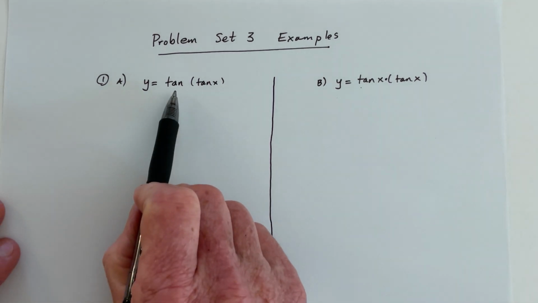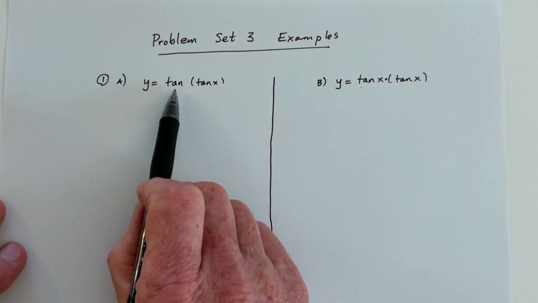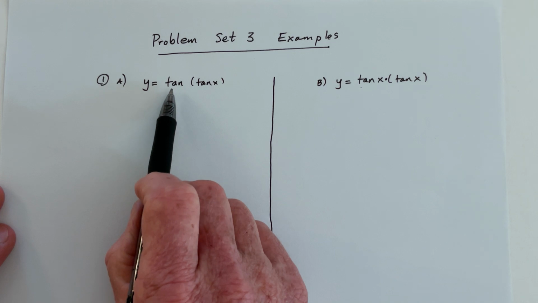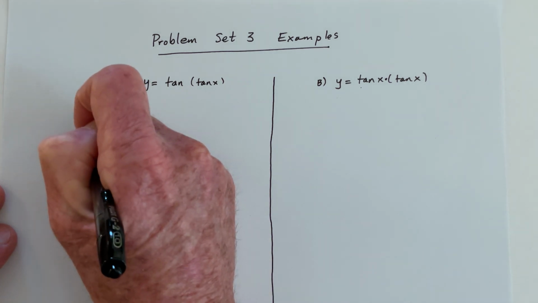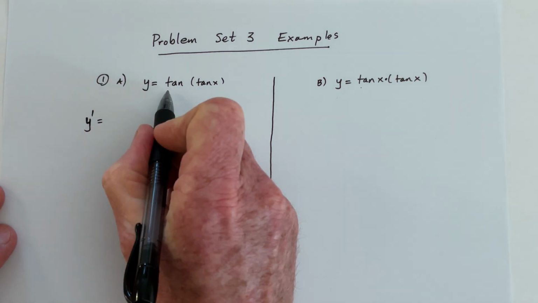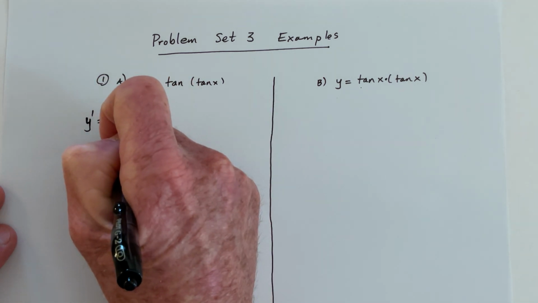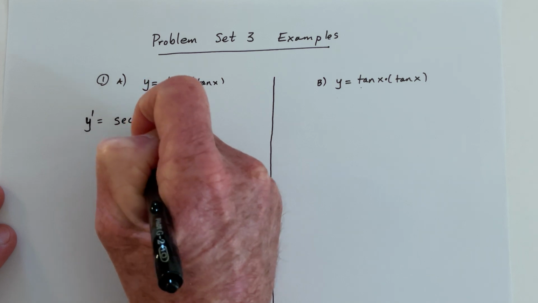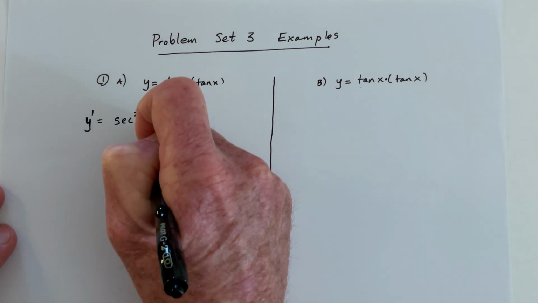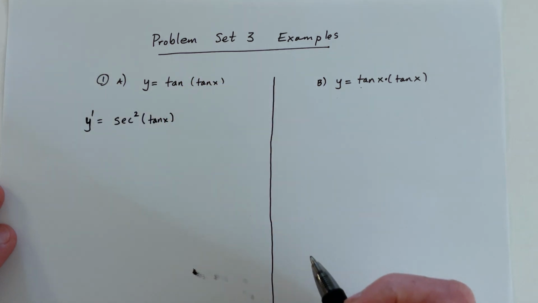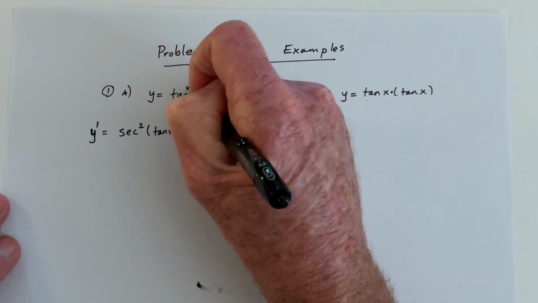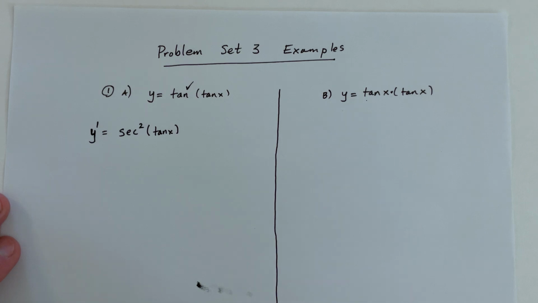So for this one, this is going to be the chain rule. So you take the derivative of the outside function, and the derivative of tangent is secant squared. So the derivative of this tangent will be secant squared. And whatever's in the parentheses or the argument has to stay the same. So there, I've taken the derivative of this tangent, and it's secant squared.